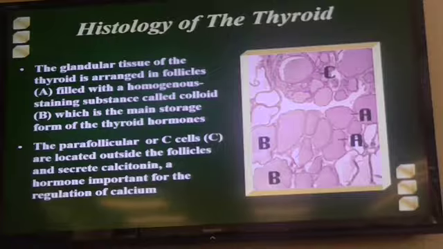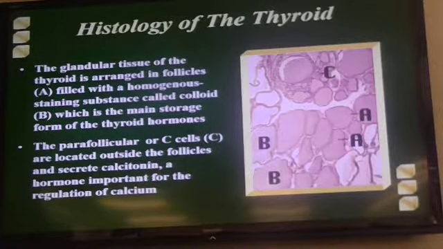And this makes the thyroid unique in that this is how you can store from 2 to 3 months of thyroid hormones in this colloid. And so it's basically a very good main storage form for thyroid hormones. It's also where some of the final steps of thyroid hormone synthesis occur.